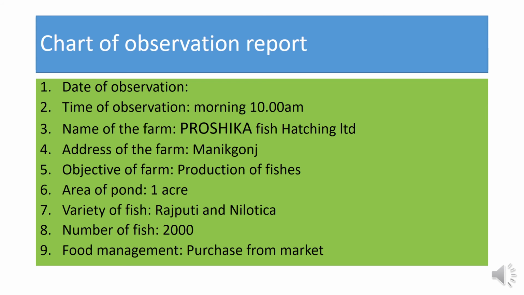Then, area of pond, 1 acre. Then, variety of fish, like Rajputi and Nilotica. Then, number of fish, for example 2000. Then, food management, purchase from market. Food management means where they can get food.